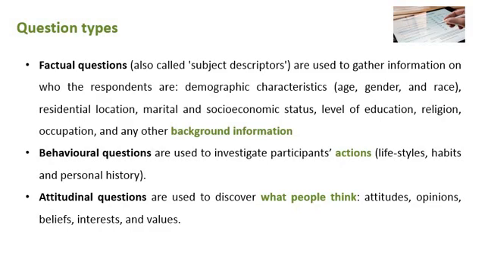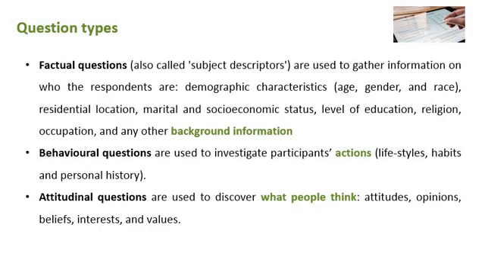It is possible to classify the questions in a questionnaire according to their content into three types: factual questions, behavioral questions, and attitudinal questions. Factual questions, which are also called subject descriptors, are used to gather information on who the respondents are, about the respondents themselves, their identity. This includes demographic characteristics like age, gender, and race, if this is relevant to one's study, residential location, marital and socioeconomic status, level of education, religion, occupation, mother tongue, or any other background information. We can say that factual questions gather data or facts on the respondents themselves.